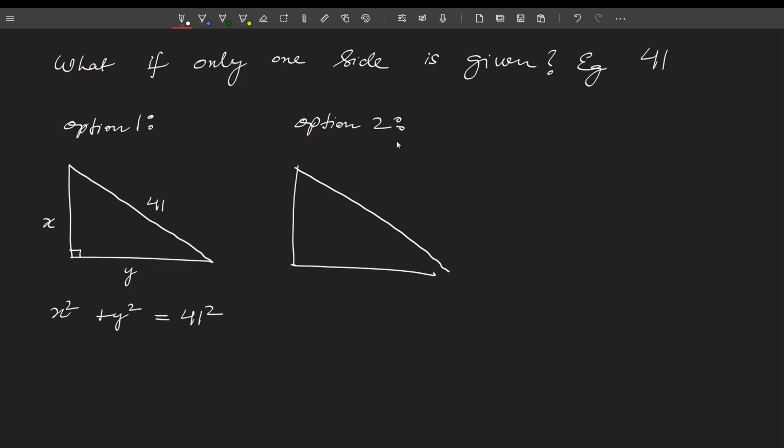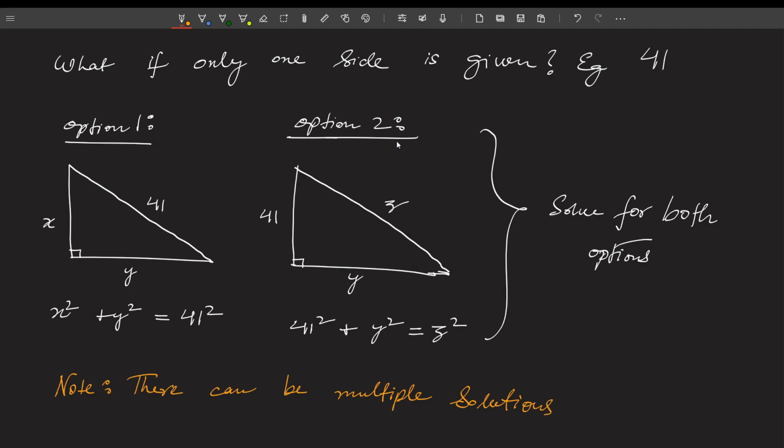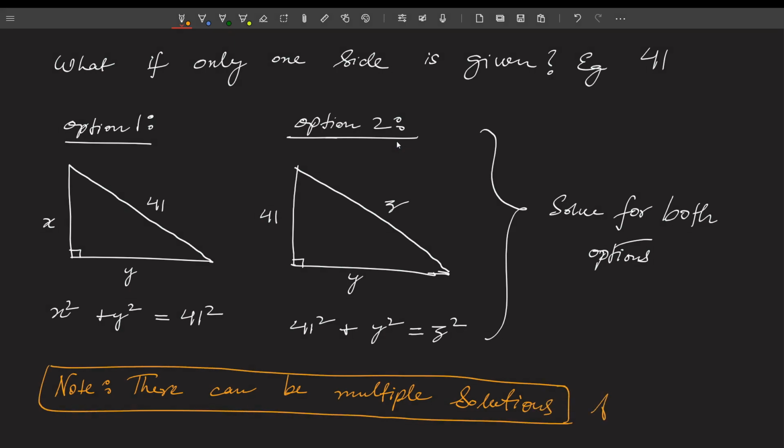The second possibility is we assume that 41 is one of the two perpendicular sides. So we draw the triangle here and let 41 be one of the two perpendicular sides. The other unknown side be y and the hypotenuse be z. Then we have 41 squared plus y squared equal to z squared. We need to consider both situations. So we'll solve it twice, once for 41 being the hypotenuse and the second time for 41 being one of the two perpendicular or orthogonal sides. In this example, what I'm trying to show you is that a number can belong to multiple Pythagorean triplets.